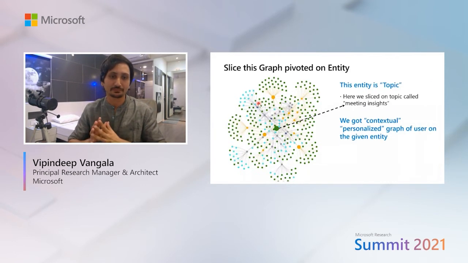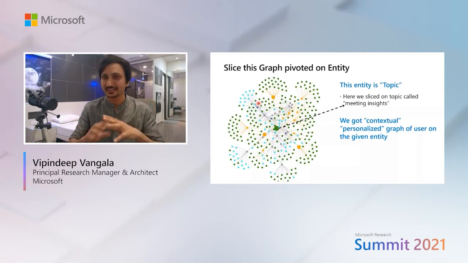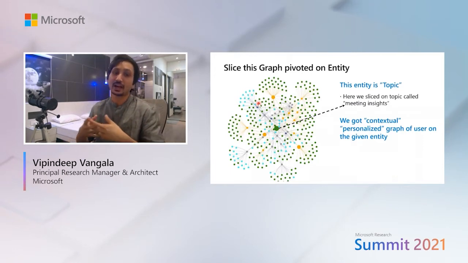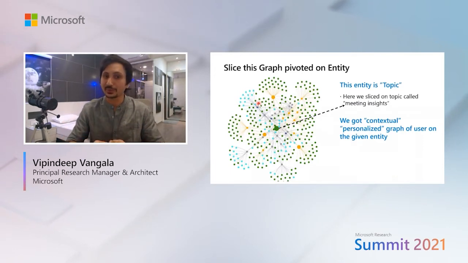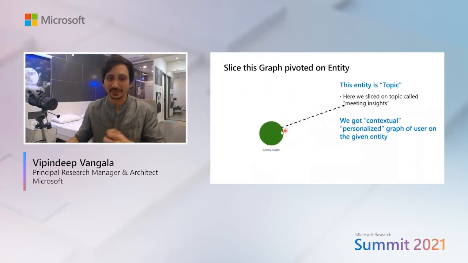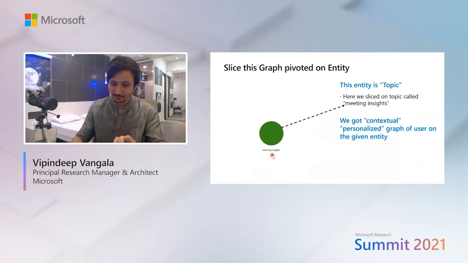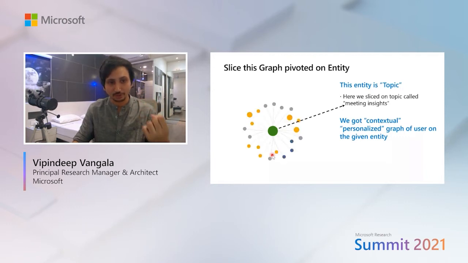Let me give an example. You have seen this graph. Now what we can do is slice this entire graph. My graph would contain 100,000 nodes, but what I can do is slice this graph on a given entity. In this case, what I'm going to demo is taking an entity called topic, meeting insights. I'm going to slice my entire graph using this. We get this initial node, which is a topic node.